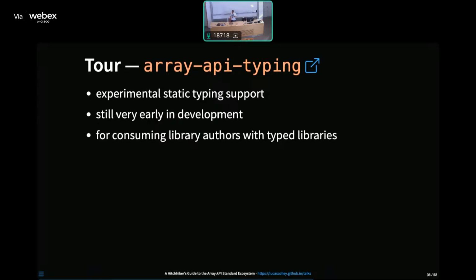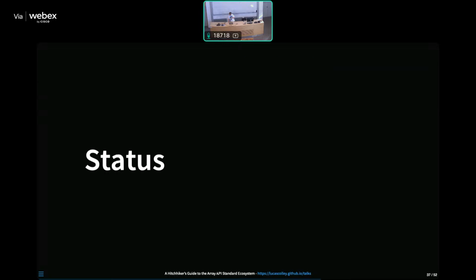Final library to mention is Array API typing. We do have experimental static typing support for the standard. It's still in very early development, but the development is active. And yeah, if you're a consuming library that wants to adopt the standard, but everything in your library is typed, then you can look forward to this.